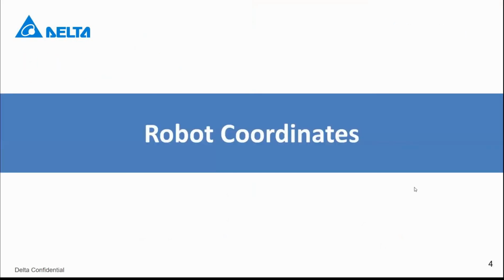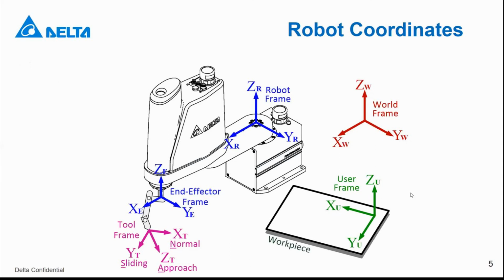So first is robot coordinates. In this picture, you can see the definition of the robot coordinates in a robot. First, it's a robot frame and the world frame. You can see the robot frame and world frame here are separate, but in our robot system, because we only have one robot, our robot frame and world frame are the same one, here on the top of the robot.